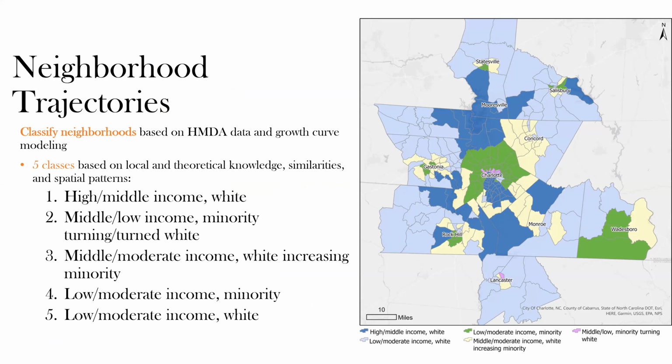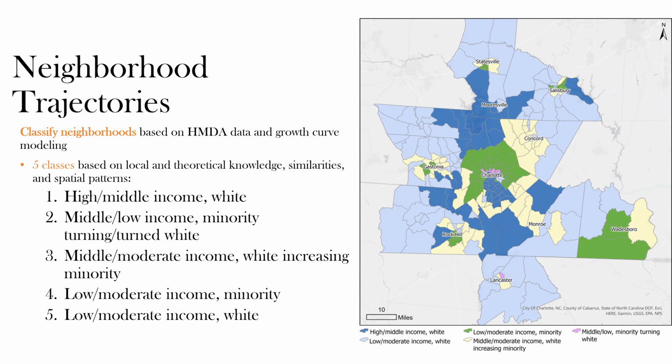So the first thing we did was classify neighborhoods based on the longitudinal nature of the HMDA data, the mortgage applicant data. We looked at race and income, and we used a growth modeling classification to look at the trajectories. I hid behind the scenes all of the hard work that goes into that, and I just present the results here.